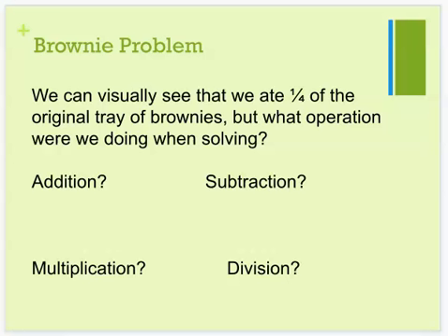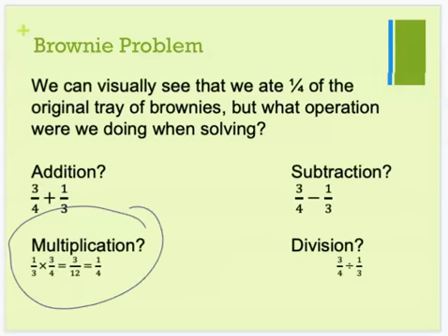We can visually see that we ate 1/4 of the original tray of brownies, but what operation were you doing here? Were you doing addition, subtraction, multiplication, or division? Pause for a second, see if you can write the number sentence that you did. You might have thought maybe you're adding or subtracting. Subtracting is one I get a lot of times where people think, oh, they have 3/4, so they're going to subtract 1/3 from it. But it's actually multiplication. So you're taking 1/3 of the 3/4, which is 3/12, which simplifies to 1/4.